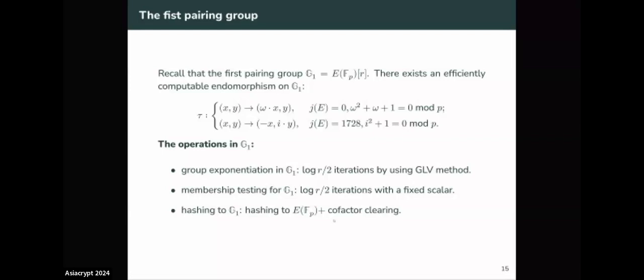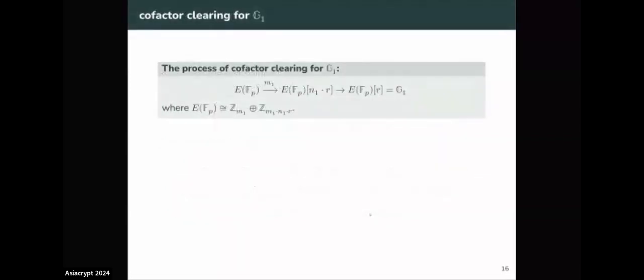Now we show how to perform the cofactor clearing efficiently. By the structure of E over Fp, we can first clear the cofactor M1, then we only need to clear the cofactor N1. The naive method is to perform the scalar multiplication directly. Fortunately, we have a faster method to deal with this operation.